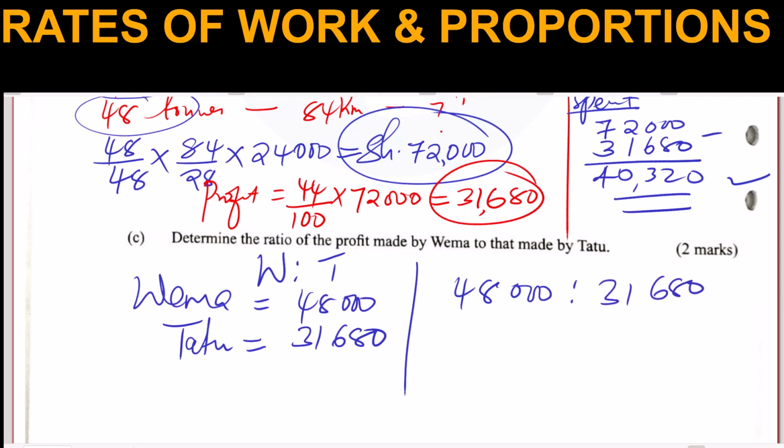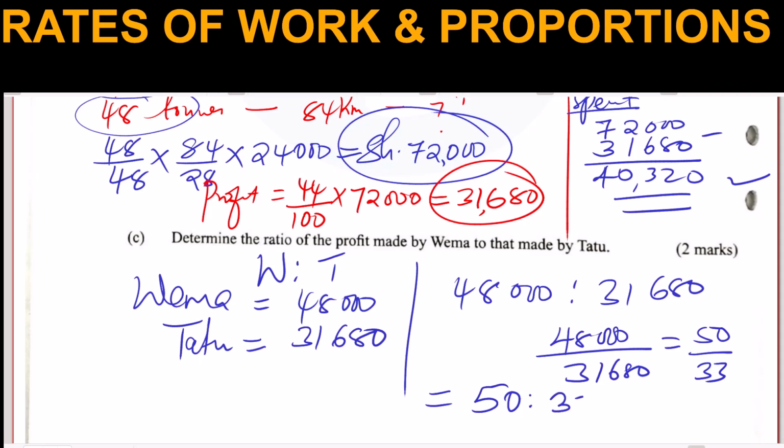What you need to do now is simplify this ratio, 48,000 divided by 31,680. Write it in the simplest form. Use a calculator to divide that to the simplest form possible, and this ratio will be 50 is to 33. That is the ratio of the profit.